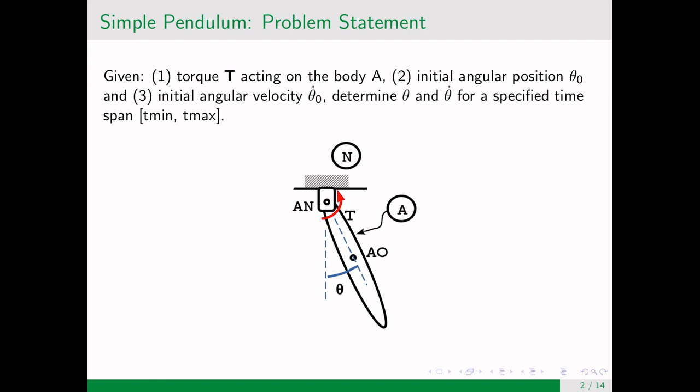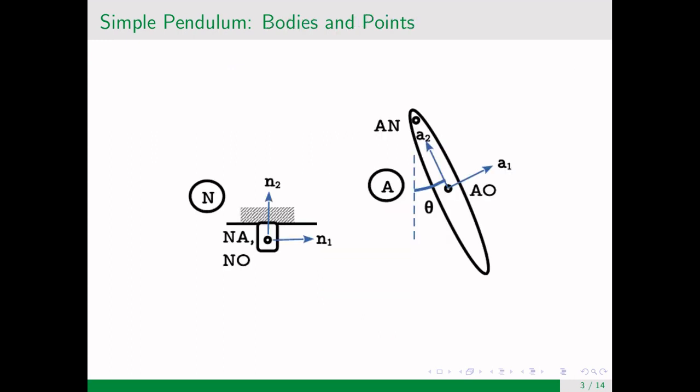Let's say the torque acting on the body A is given, and the initial angular position and angular velocity are also given. So we are required to determine the angular position and angular velocity for a specified time span. So this is the problem statement. We have two bodies here, body A and body N, and there is a torque acting on body A with respect to body N at the pivot point AN. AO is the center of mass of the body A.